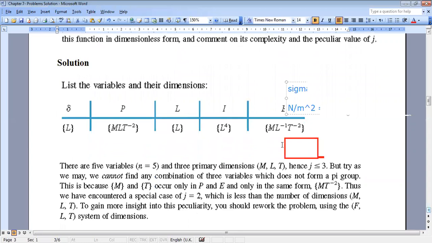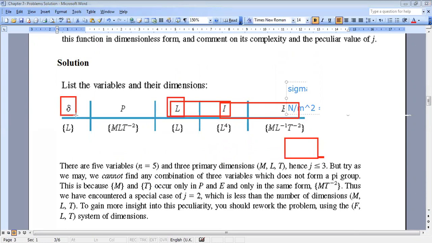You can take E and I together, for example, but at least you should have P or E. Yani, if you don't choose P or E, it will not work, because if you take L with I, it will not work, because they can't form a group. If you take L with delta, also it cannot work, because when you take L with delta, only you have L, or when you take L with I, only you have L. So of course they will form a group.